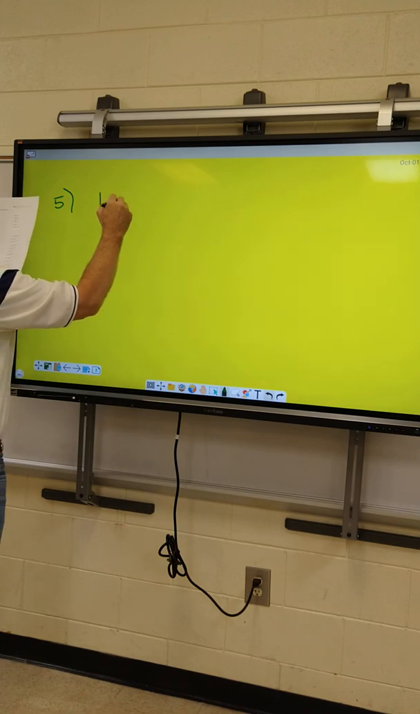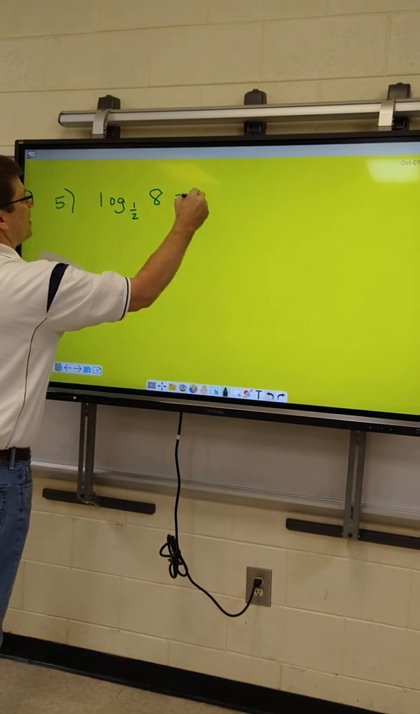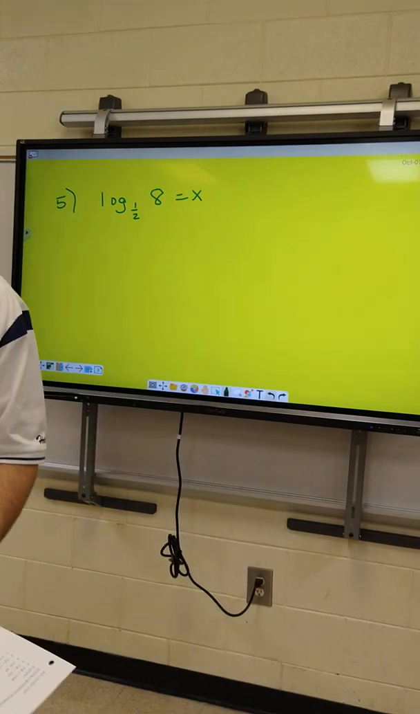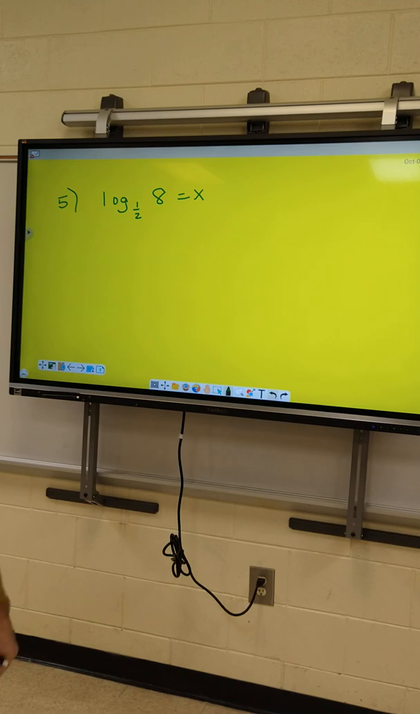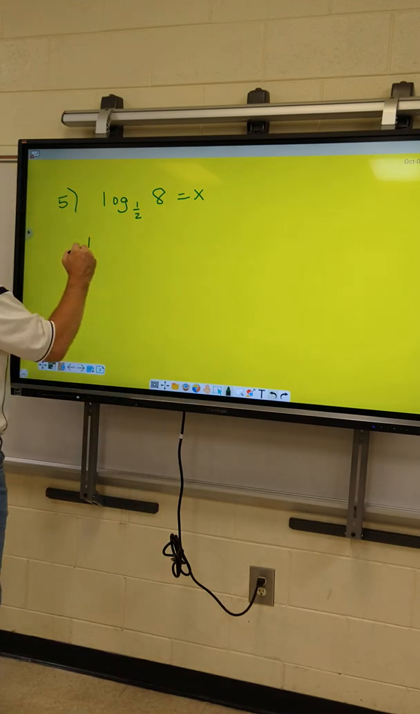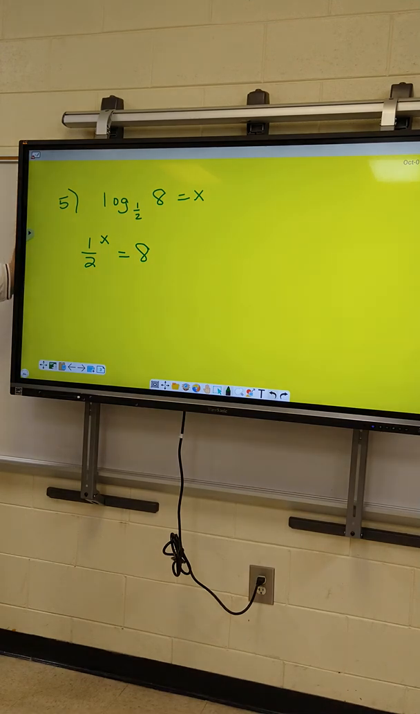Number 5, log base 1/2 of 8 equals x. All right, you guys set 5 up. Now, I just showed you how to do a fraction on number 3. So it should be (1/2)^x equals 8. I've got to make them the same number, just like we did a minute ago.